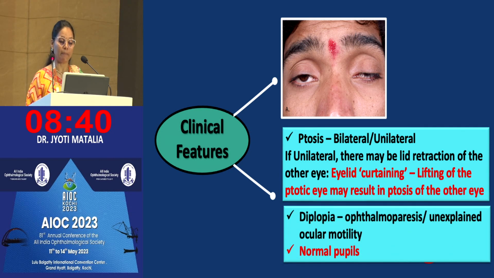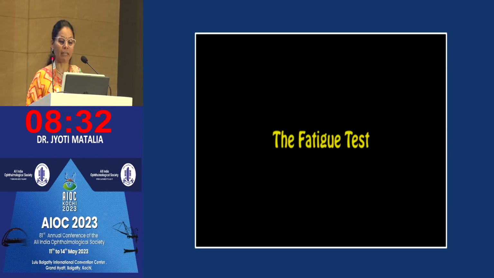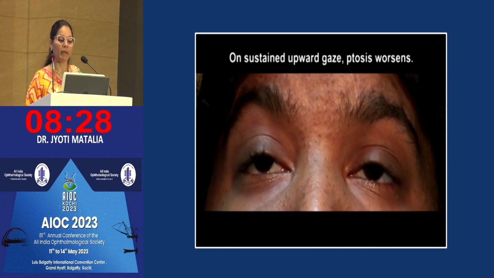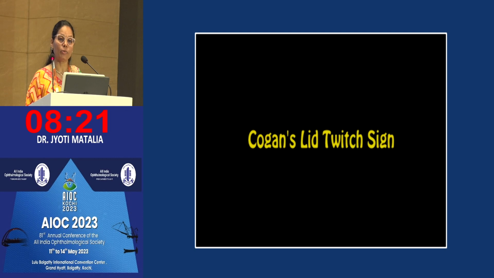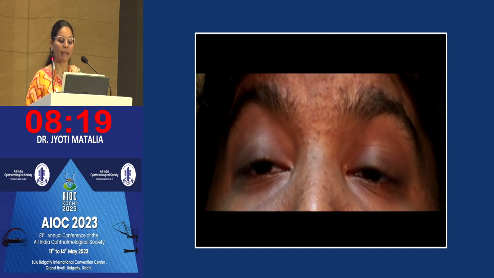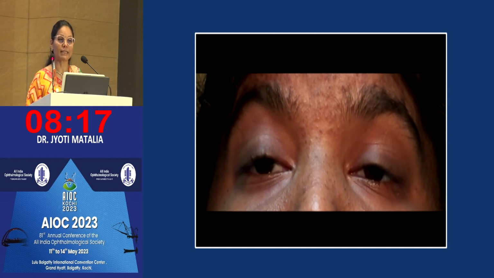Then the other is diplopia, resulting due to ophthalmoparesis or unexplained ocular motility. But remember that in all these cases, the pupils are perfectly normal. Now let's look at the various tests that you can do. The fatigue test, that when you make the patient on sustained upgaze looking, you'll see that the ptosis worsens. And then the classical Cogan's lid twitch sign, when you make him look from down gaze to up, you'll see the lids twitching. So this is a classical feature.